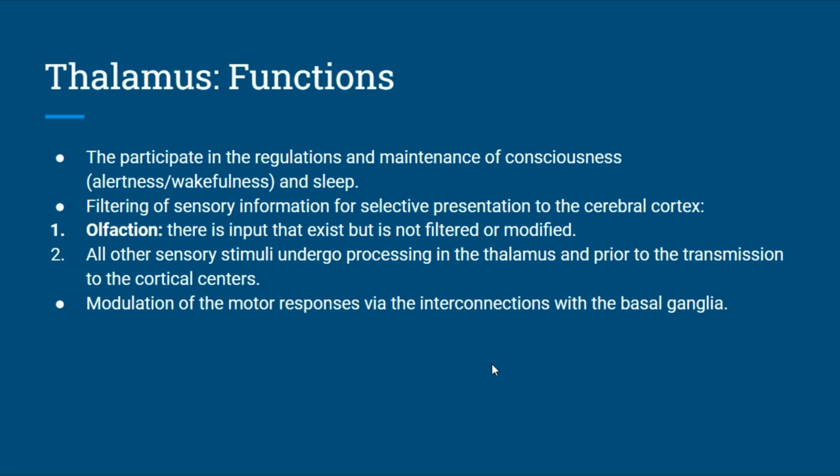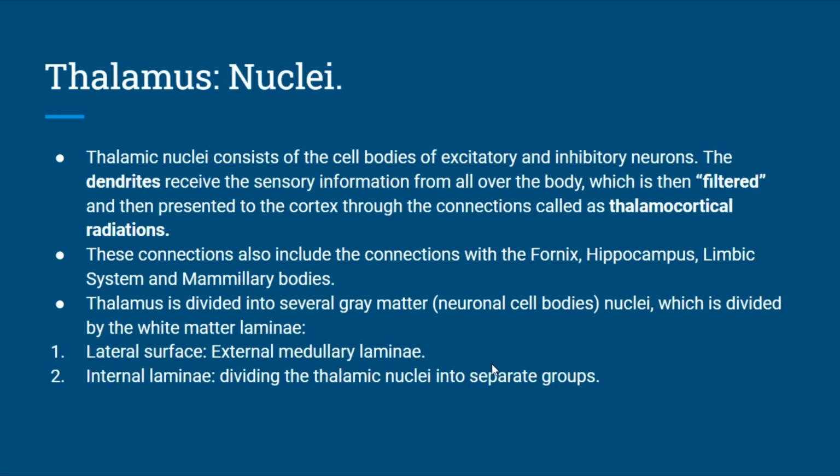One of the functions where the thalamus does not have much input is olfaction. There is input, but it is not filtered or modified. It is much more related to the limbic system. I will discuss that in a later presentation. All other sensory stimuli undergo processing in the thalamus prior to transmission to the cortical centers, and it also modulates motor responses via interconnection with the basal ganglia.